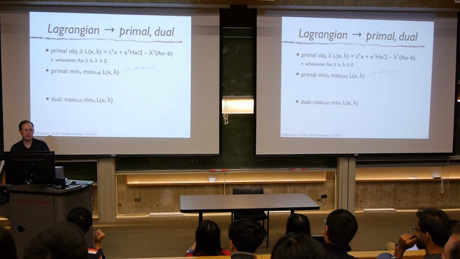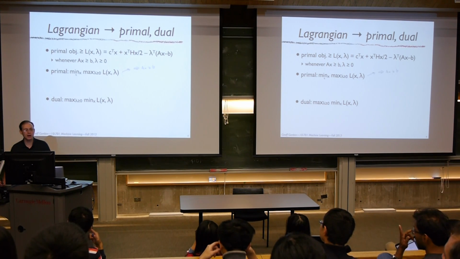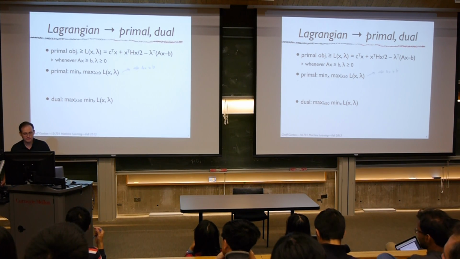That's really good for the max over lambda, really bad for the min over x, right? And so when you're taking the min over x, you're never going to set x to something that violates the constraints, because then when you max over lambda, the Lagrangian will go to plus infinity, and it'll be really bad for the min. Thank you.